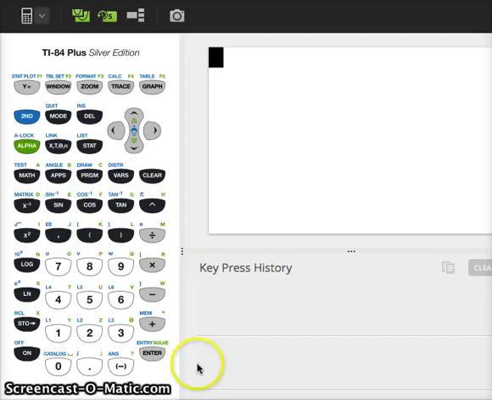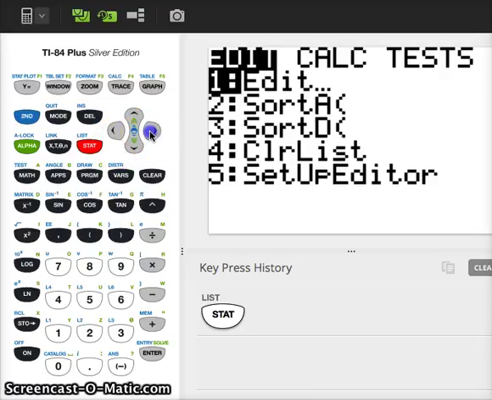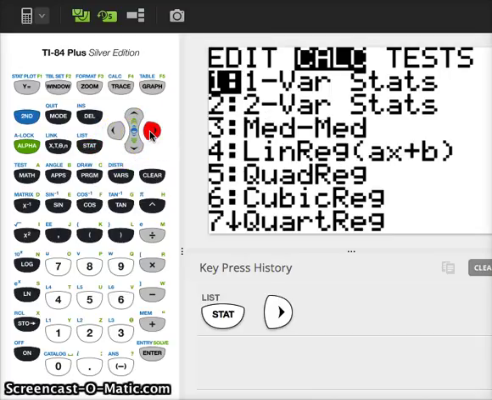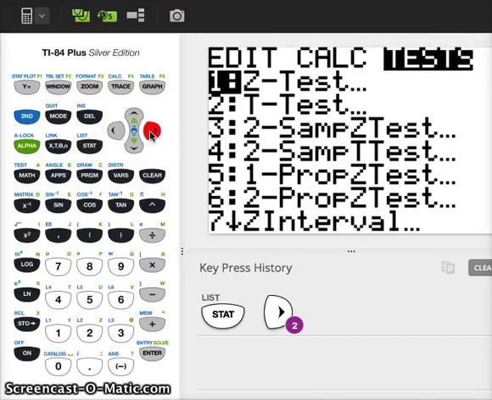Again, here's our calculator. Now here's our screen, and then here's our keypad. We're going to go to Stat, then we're going to go to hypothesis test, and we need a one proportion z-test. Okay, that would be 5.